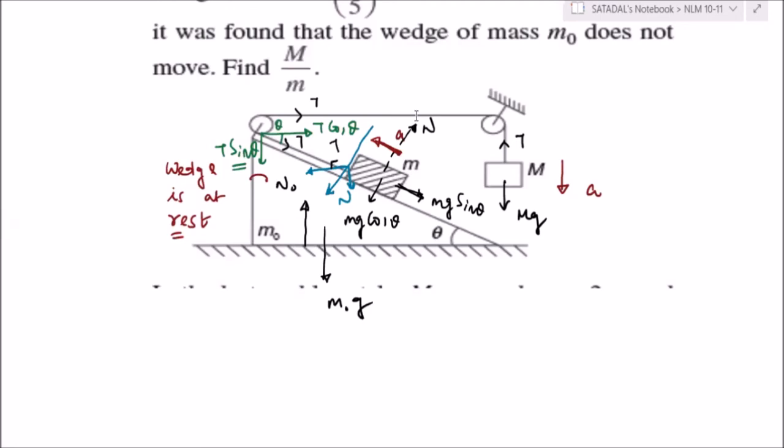Don't worry. Shashi? Sir, I have a doubt. If it is written to find capital M by small m, and small m is 5 times capital M, then how is capital M moving down, sir? It should move upward. It doesn't matter in that way. The component of the force will decide everything. Okay, sir.